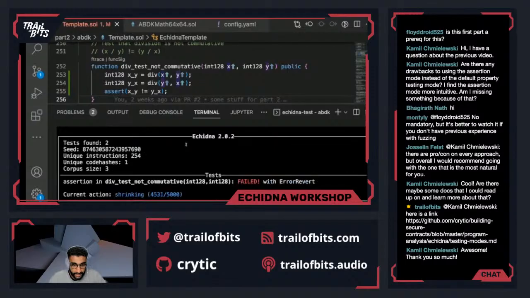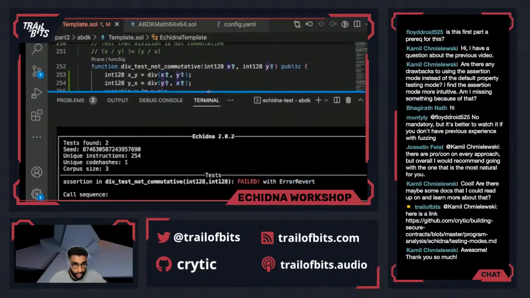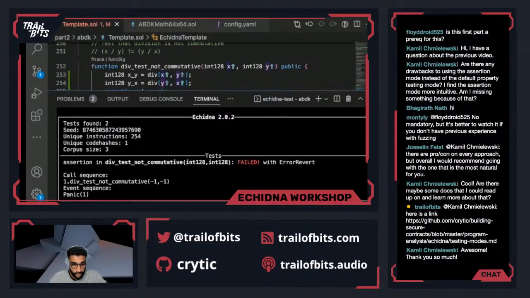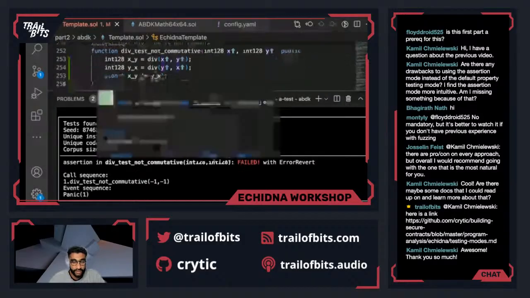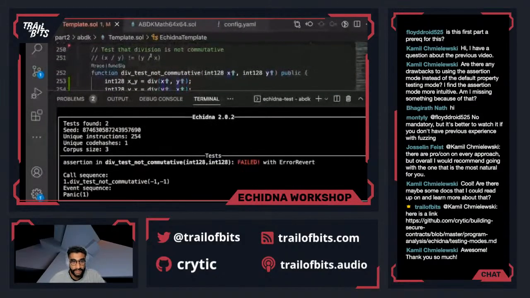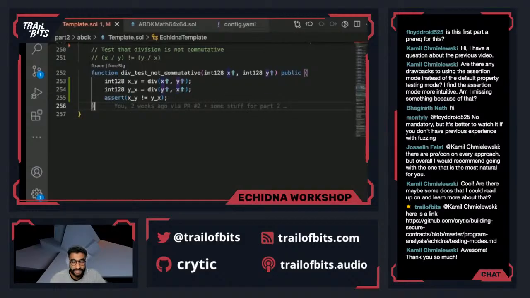Okay, Echidna says I did something wrong. What did I do wrong? When Echidna passed in -1 and -1 to x and y, it looks like division is commutative. It seemed like xy and yx are the same. And that makes sense. You might have noticed this edge case too. -1 divided by -1 does equal -1 divided by -1. In fact, it's not just when these values are equal, it's when the absolute values are equal that the commutative property actually holds for division. So that's an edge case.